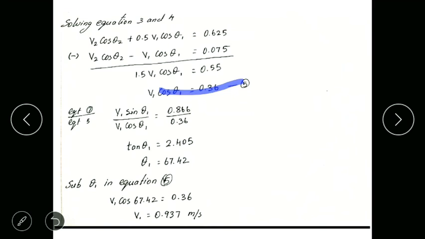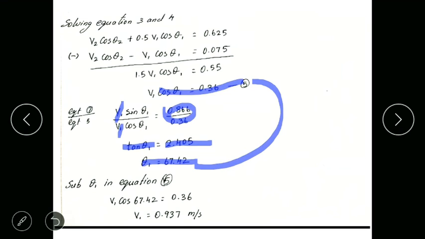By dividing, V1 cancels, leaving sin theta 1 and cos theta 1. Sin by cos is tan, so tan theta 1 equals the ratio of these two values, which is 2.405. So from here we can find the theta value: theta 1 is equal to tan inverse of 2.405. Now substitute this theta 1 value in equation 5, and we get the final velocity of the first mass, which is 0.937 meter per second.